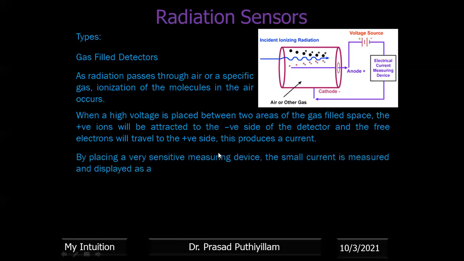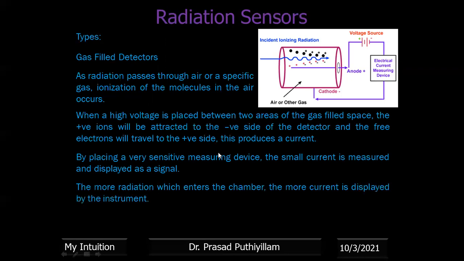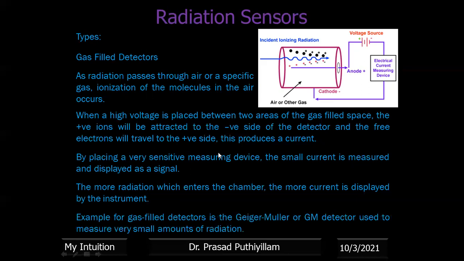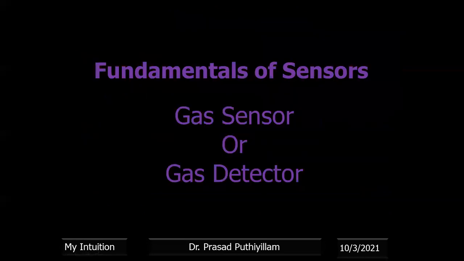This current will be a very minute current, so a very sensitive measuring device is used to measure it and display the reading. If more radiation is present, more current will be generated and stronger signals will be produced. Based on that, gas-filled detectors are used. The main important example of such gas-filled detectors is the Geiger-Muller counter, which we already know.